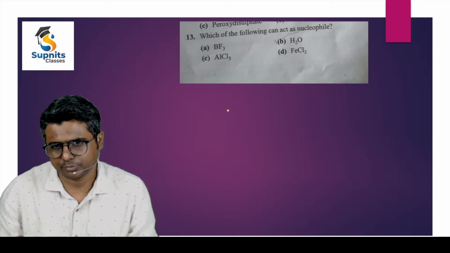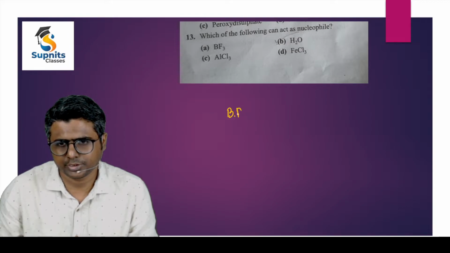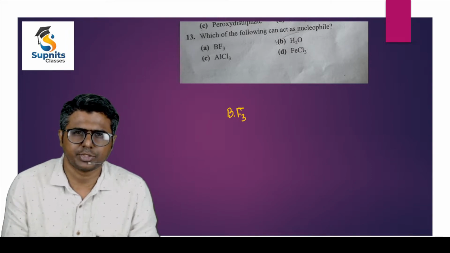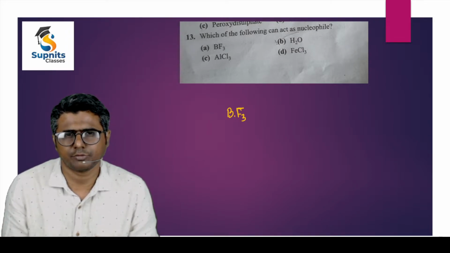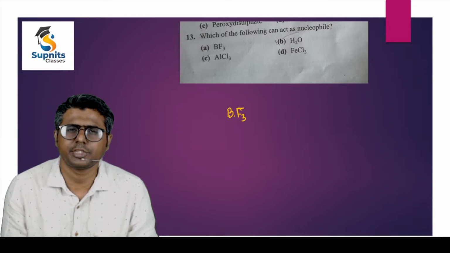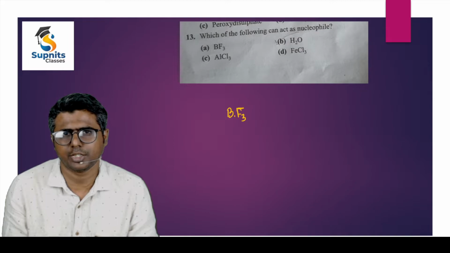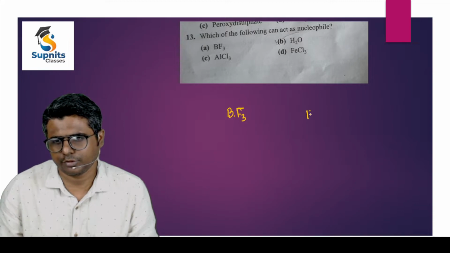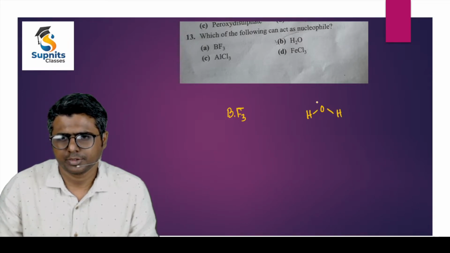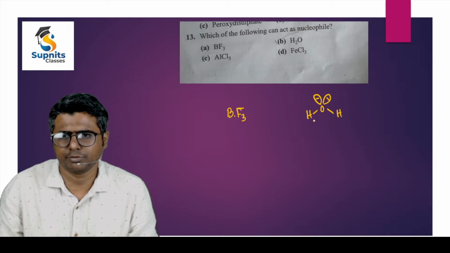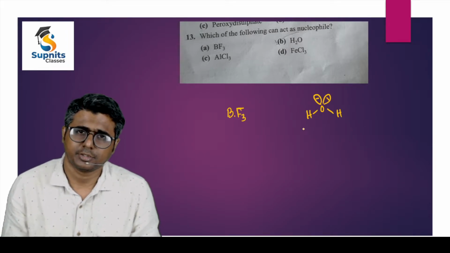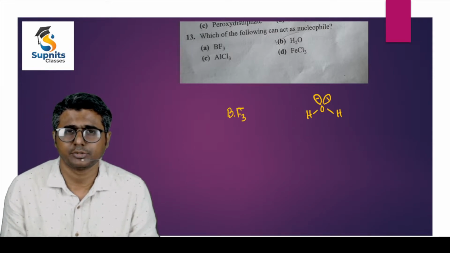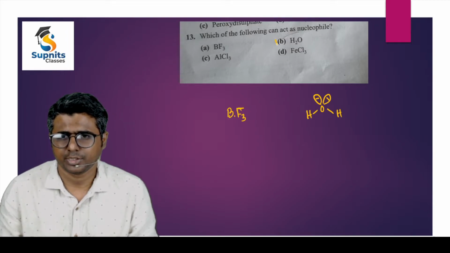So you have to draw structures over here. If you consider BF3, boron is electron deficient because it has a sextet, 6 electrons. Electron deficient compounds are always electron loving, so it will be an electrophile, not a nucleophile. So that is out of the question. For H2O, if I draw the H2O diagram, it has 2 lone pairs. Whoever has lone pairs can act as a nucleophile. Lone pair of electrons means it has electrons, it is going to love the nucleus, so it is a nucleophile. So here the answer will be H2O.